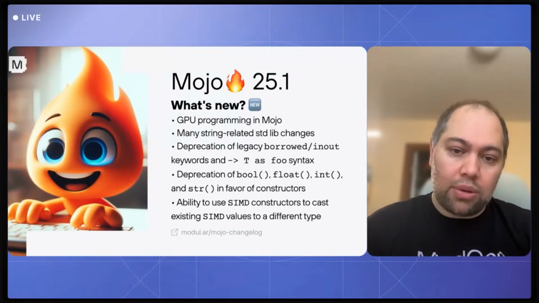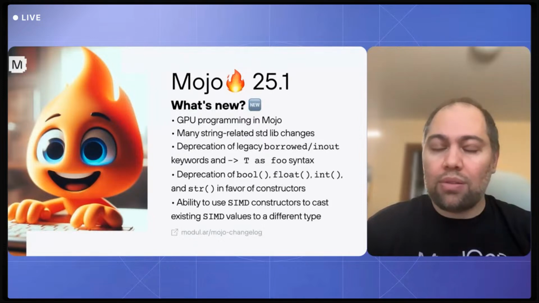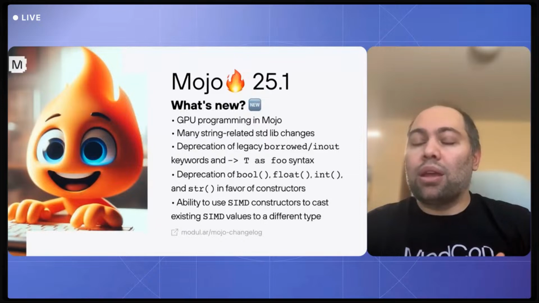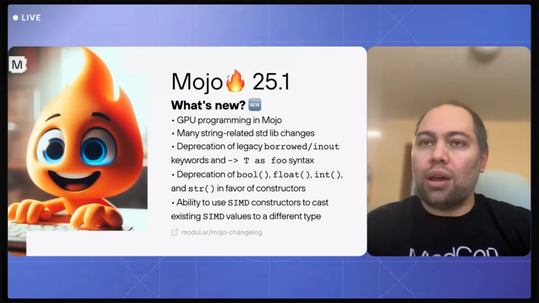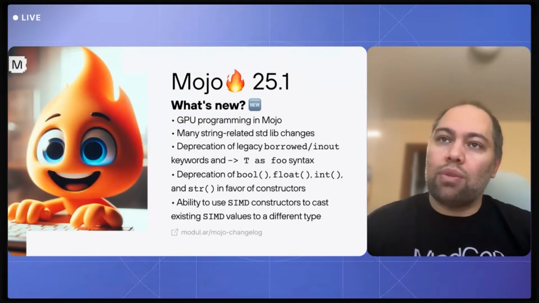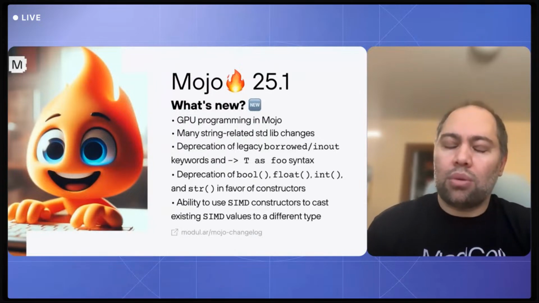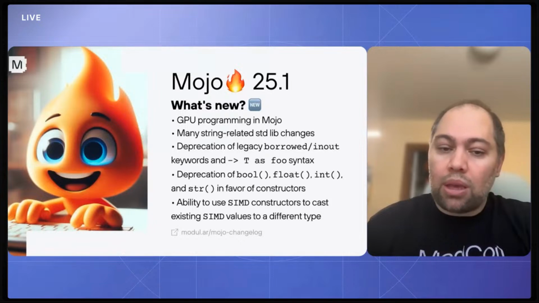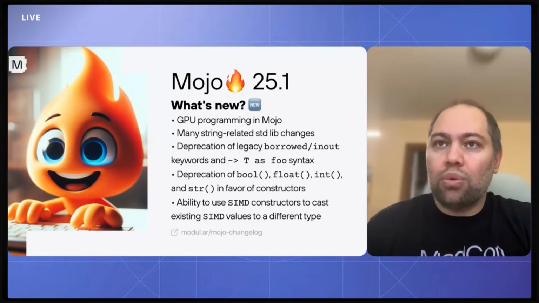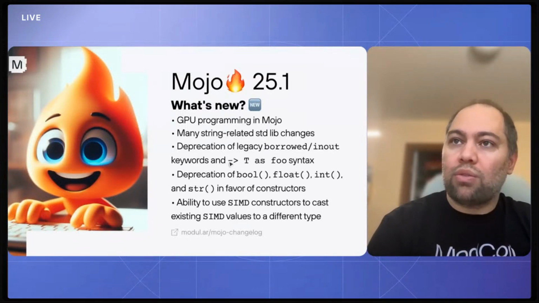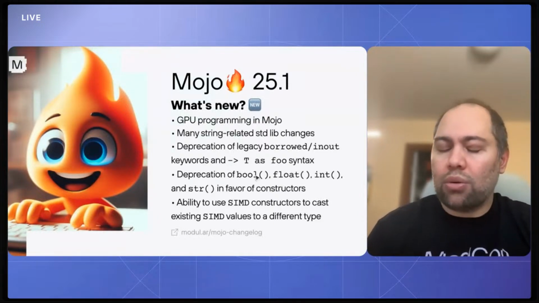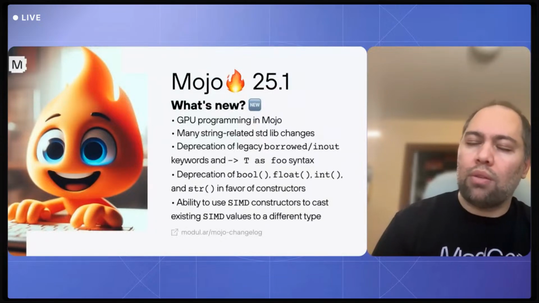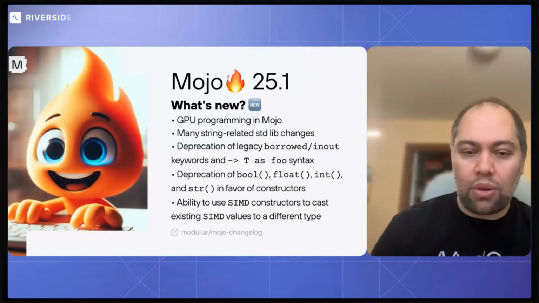As we evolve the language, of course, we recognize past mistakes. So we are actually deprecating the borrowed and inout syntax in favor of a more unified syntax that we're going to talk about in the next few slides. The other thing is we're deprecating the named result type with the arrow T as foo syntax. Instead, you can now write in the arguments out foo, and that unifies everything into one cohesive syntax.